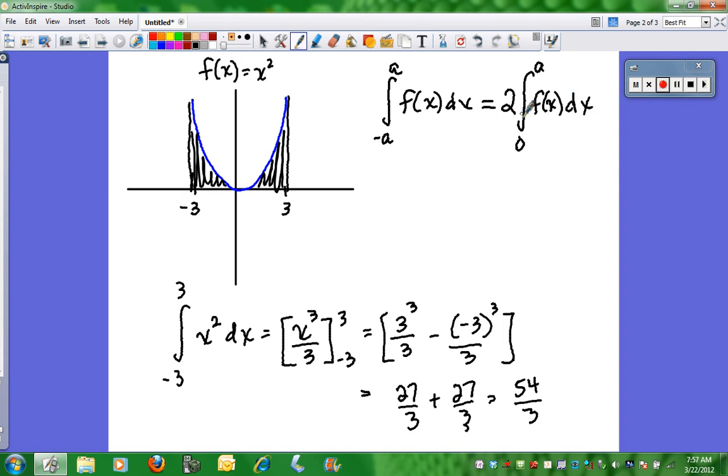Ask yourself the question, why is it 2? Well, it's because of the symmetry. We know that this area between the curve and the x-axis is exactly the same as the area between the curve and the x-axis here. So to simplify things, we can take the area from 0 to that x value and multiply it by 2, and we would get the total. This is only true if f of x is an even function.